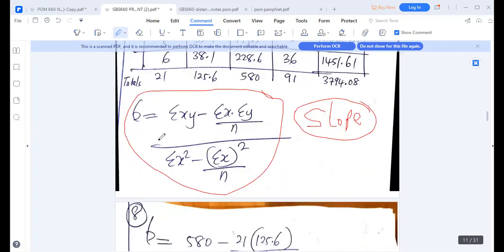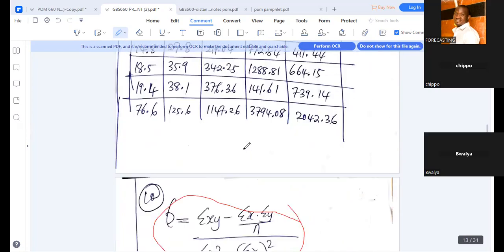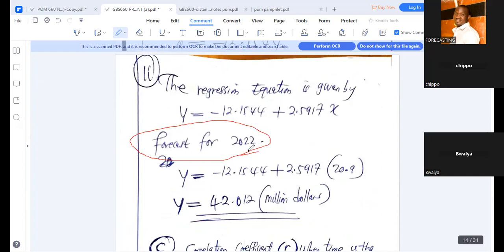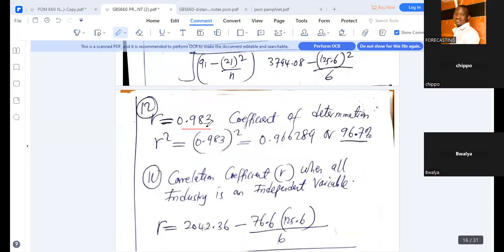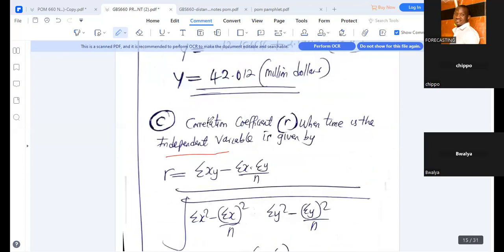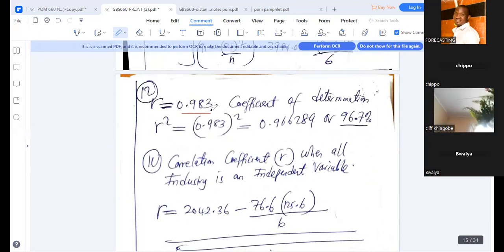All right. So here we are simply saying when time was independent, our correlation coefficient is 0.983, meaning that it was still a positive relationship. When time was going up, sales were also increasing, that's what it means, because it's very close to 1. All right, so this is 0.983. Now the coefficient of determination R square is 0.966289, which is the square of this, which is 96.7%.